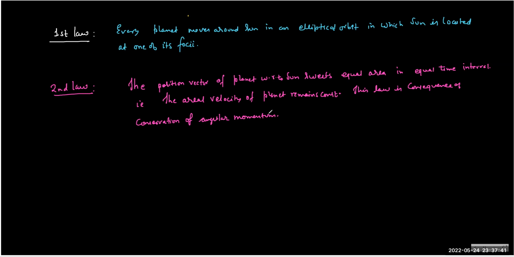So the position vector of the planet with the sun sweeps, okay, I'm too happy. Sweeps. Maybe I wanted to distribute sweets for no reason.